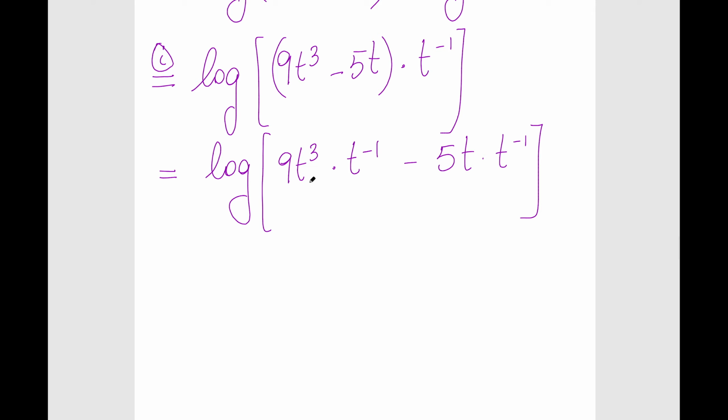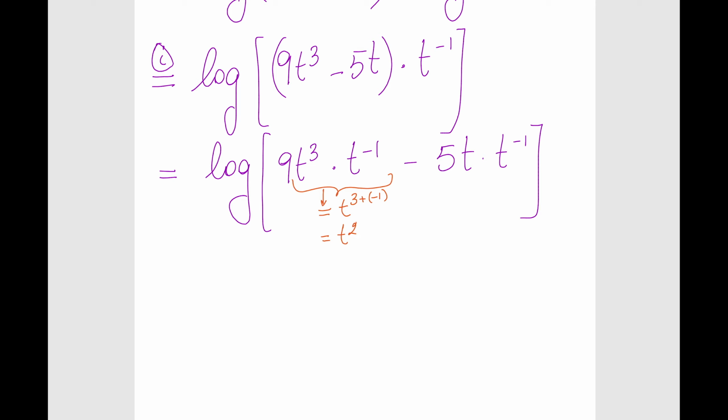And take a look at this. You're multiplying two exponential expressions here with the same base. You keep the base and you add the powers. So this becomes t to the power 3 plus the other one, which is negative 1. Now what's 3 plus negative 1? It's 2, right?